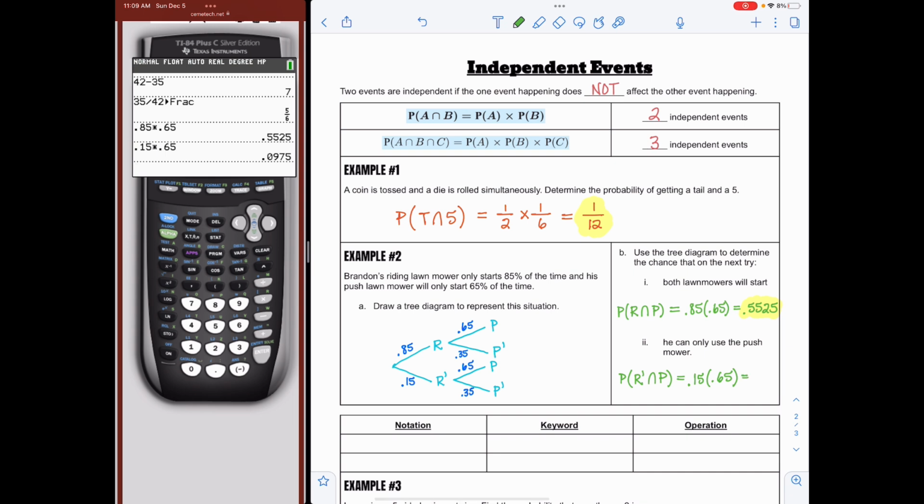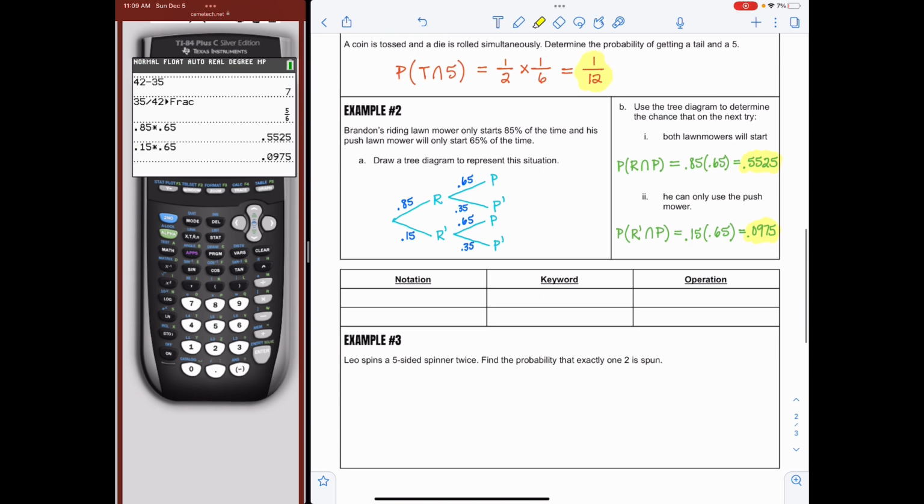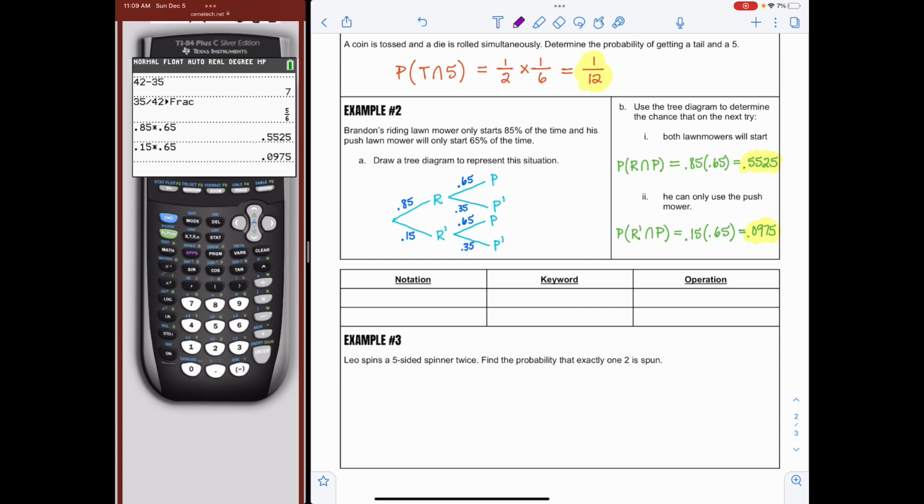And when we do 0.15 times 0.65, we end up with 0.0975. Or we could put it in percent. And if we put it as a percent, that would be 9.75%. All right, so there are sometimes when there is more than one type of outcome, and that is fine.